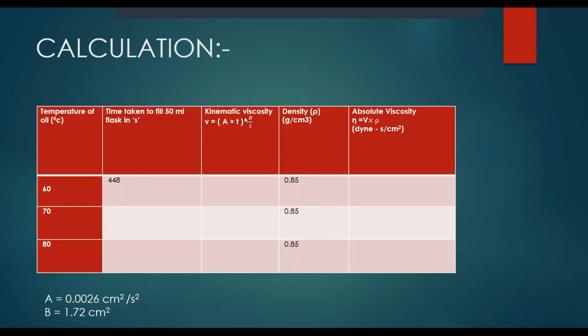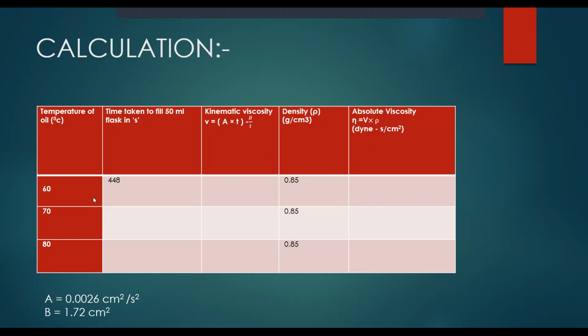Okay. So now just applying these constants and the time that you measured, you can calculate the kinematic viscosity v. Then if you know the density, you know that kinematic viscosity is absolute viscosity over density. So if you know the kinematic viscosity and density, by multiplying the kinematic viscosity by the density, you get the absolute viscosity, right? Likewise, you have to derive this kinematic viscosity and absolute viscosity for these three different temperatures.